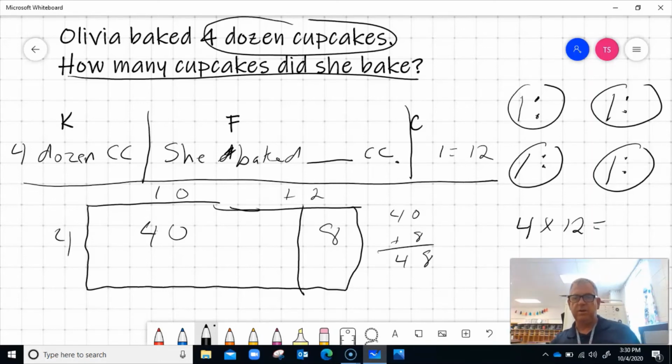Let's double check over here. I got my longs here. I can count those by 10, so that's 10, 20, 30, 40, 41, 42, 43, 44, 45, 46, 47, 48. So 4 times 12 is 48.